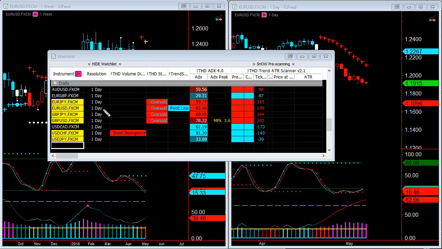The euro dollar is oversold on the Stochastics as well as the ADX. We also see that the British pound is oversold on the Stochastics as well as the ADX. And the USD Swiss franc is overextended on the ADX and has short divergence using volume analysis.